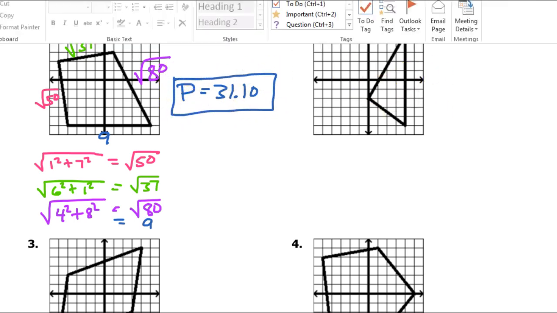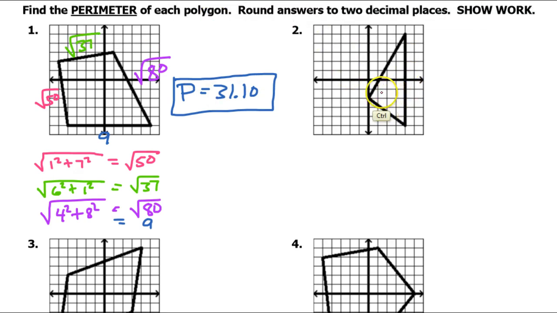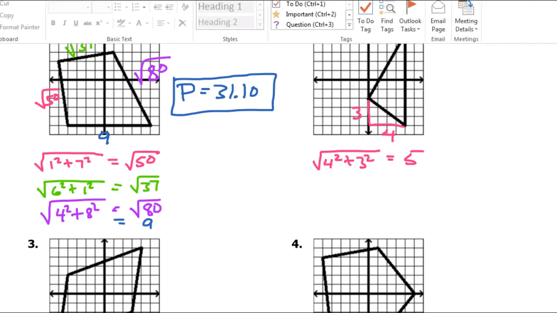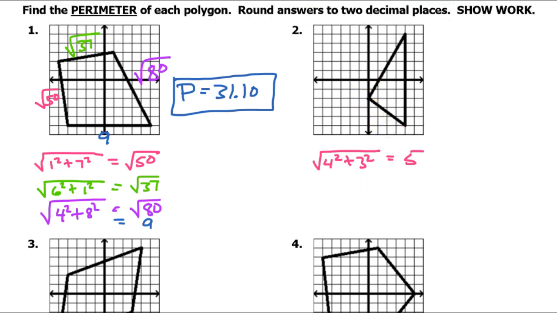Okay, let's do the same thing for problem number 2. I'm going to start with this length right here. Okay, vertically I see I have a 3. The horizontal is 4. So that length is going to be the square root of 4 squared plus 3 squared. And that's going to give me 5. I know this is a 3, 4, 5 triangle. I've sort of memorized that, but you can put it in your calculator if you need to. That's going to be 5.